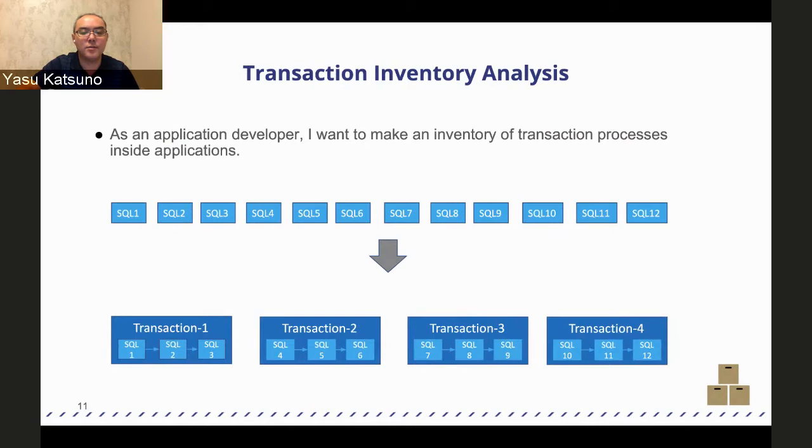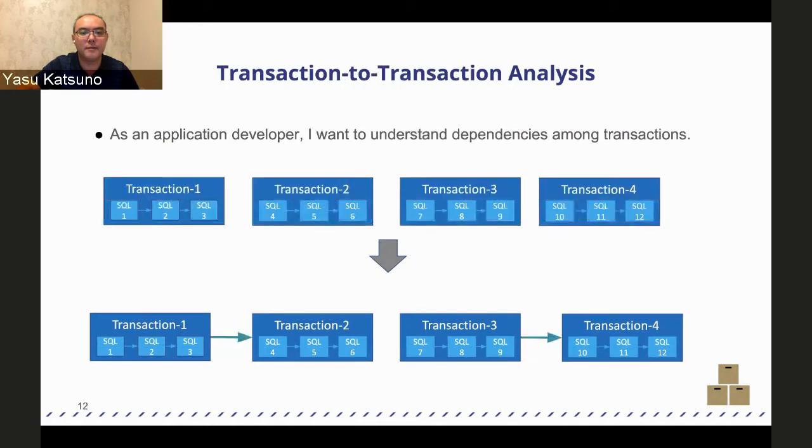The second transaction viewpoint is dependency. Transaction to transaction analysis. It is similar to the previous database to database analysis, database dependencies. Input is transactions. Transaction 1, 2, 3, 4 are executed. So output is dependency, the green arrows. Transaction 1 depends on transaction 2. Transaction 3 depends on transaction 4.